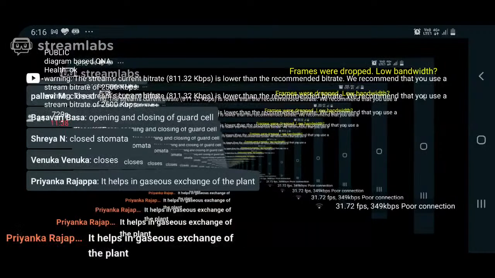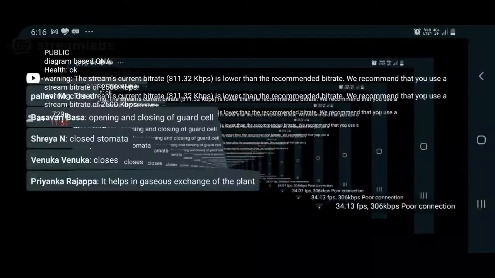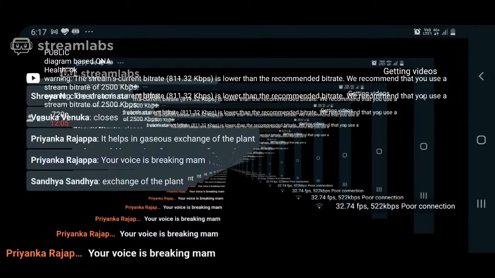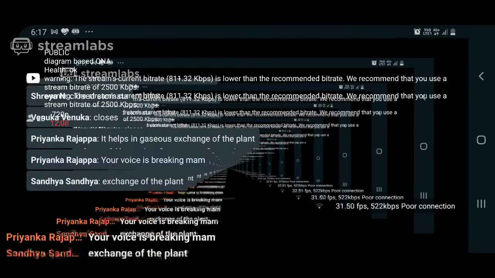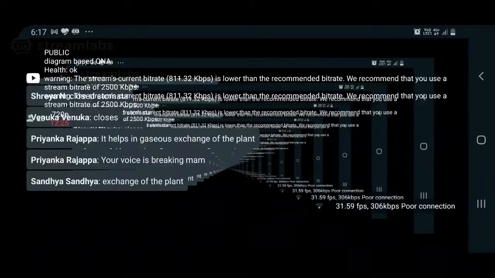Yes, carbon dioxide and oxygen exchange takes place through the stomata. Gaseous exchange. One more function of the stomata. Sandhya, what is that? Exchange of plant? Wrong, it is exchange of gases. Okay, I'll repeat. There is one more function of stomata. What is another function other than exchange of gases?